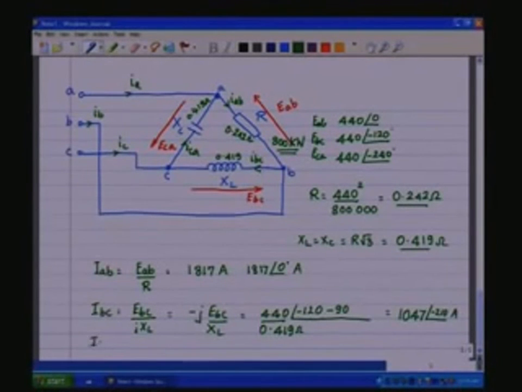Then ICA is equal to ECA by minus JXC, which will be J ECA by XC, which is 440 at an angle of minus 240 plus 90, divided by 0.419 ohms, and that would be 1047 at an angle of minus 150.